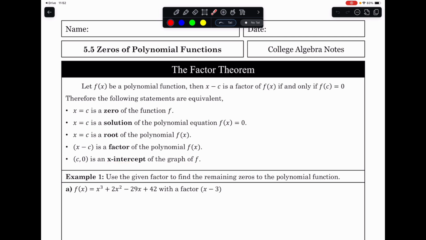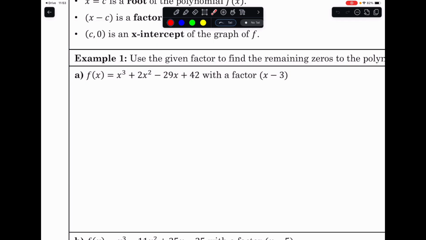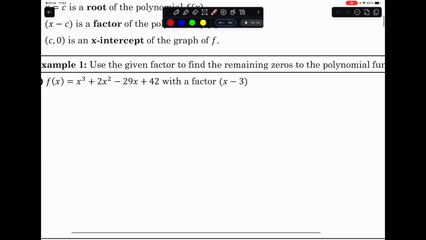So let's look at an example of how we use the fact that we're given one of these zeros, solutions, or roots, and find the remaining two zeros, the remaining two x-intercepts to the graph of f. In this example, we're provided with the fact that this function has a factor of x minus 3, which means that using the remainder theorem, if I evaluate the function at 3, the remainder is going to equal 0. This is what we're given.